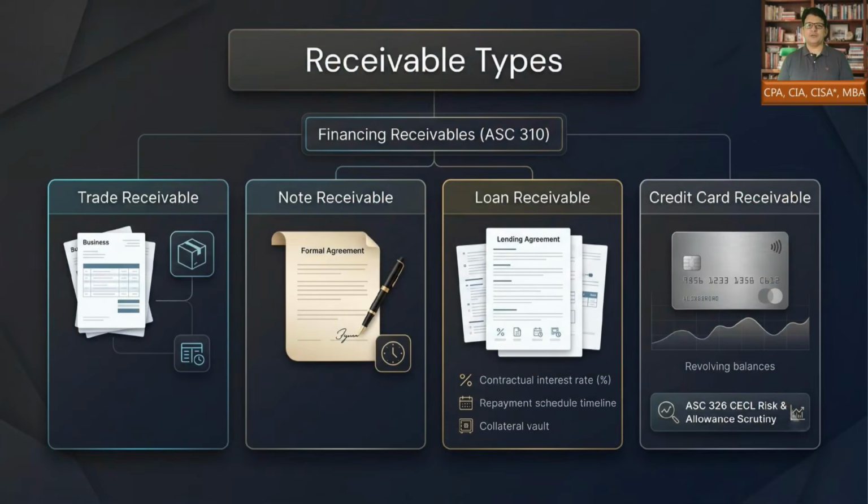These four receivable types are in the same family, but they do not behave the same way. A trade receivable usually comes from ordinary credit sales and is often short term. A note receivable has more formal written terms. A loan receivable comes from funds advanced under a lending agreement. A credit card receivable is revolving and changes as customers borrow and repay. Classification matters because documentation, risk profile, payment pattern, and disclosure needs can be very different.